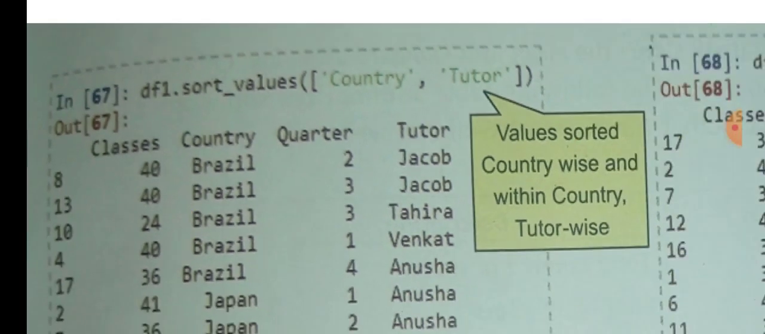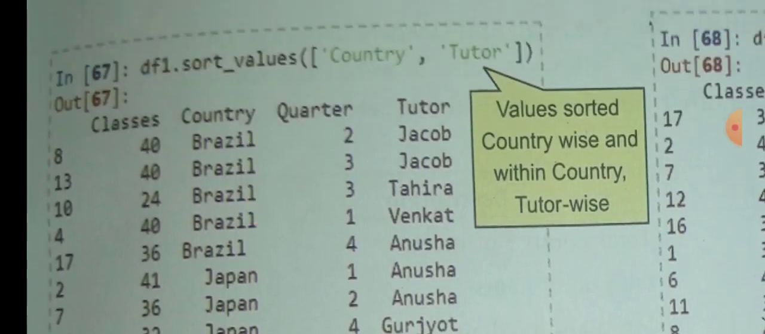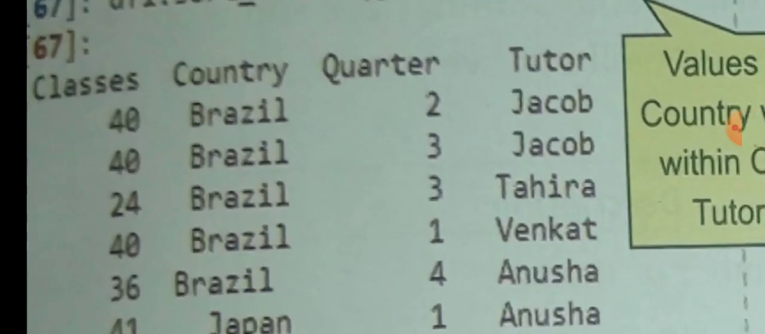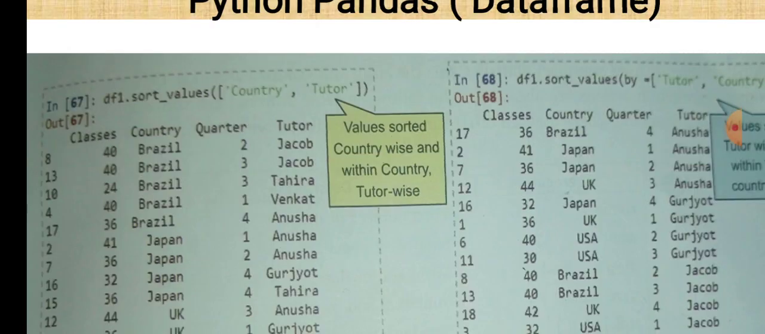Okay, now you can easily see here, that is the output. Here you can easily see that Brazil is the name of the country, and then tutor name is Jacob, and Jacob, Tahira and Venkat. So Jacob comes first, then after Tahira, and then after Venkat, because within country we can also sort the data according to tutor wise. So that is an example.